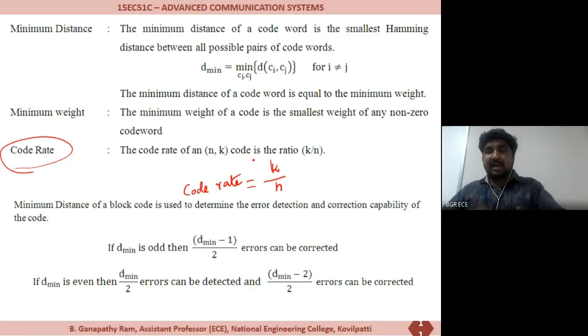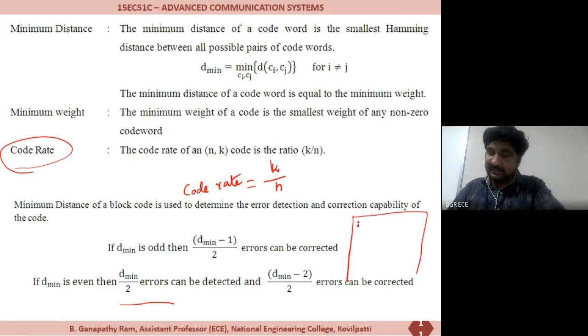The minimum distance of a block code is used to determine the error detection and error correction capability of the code. If dmin is odd, then it can correct dmin minus 1 divided by 2 errors. If dmin is even, then dmin by 2 errors can be detected and dmin minus 2 divided by 2 bits can be corrected. Let us look at the error detection capability and error correction capability.